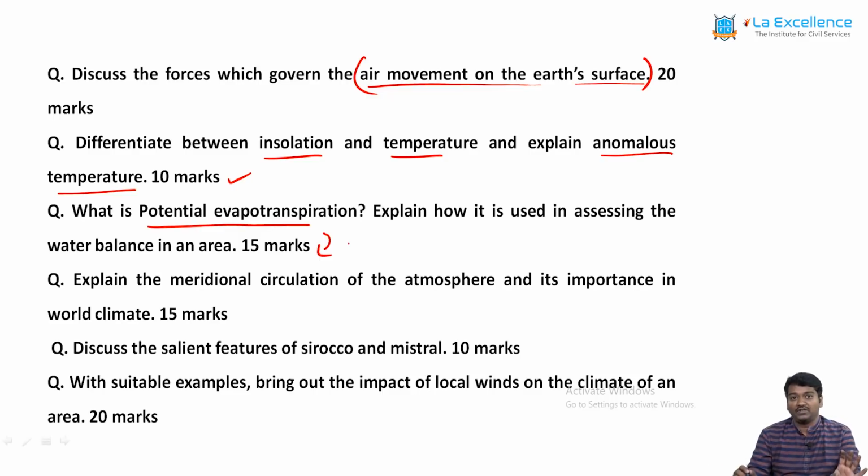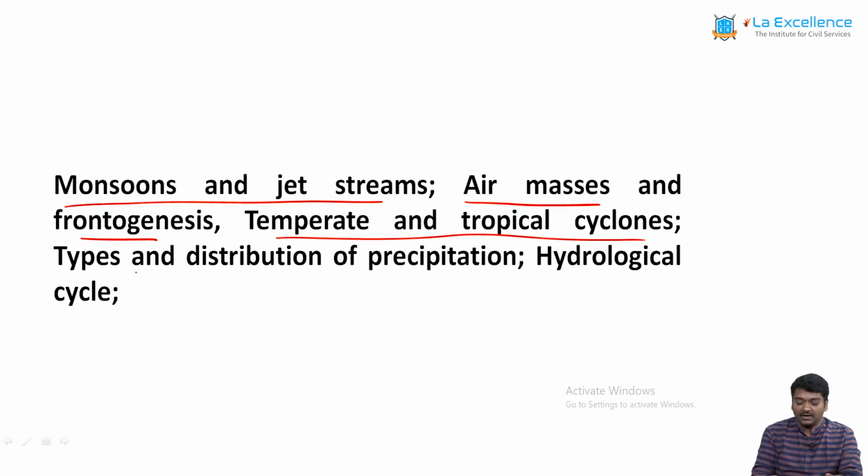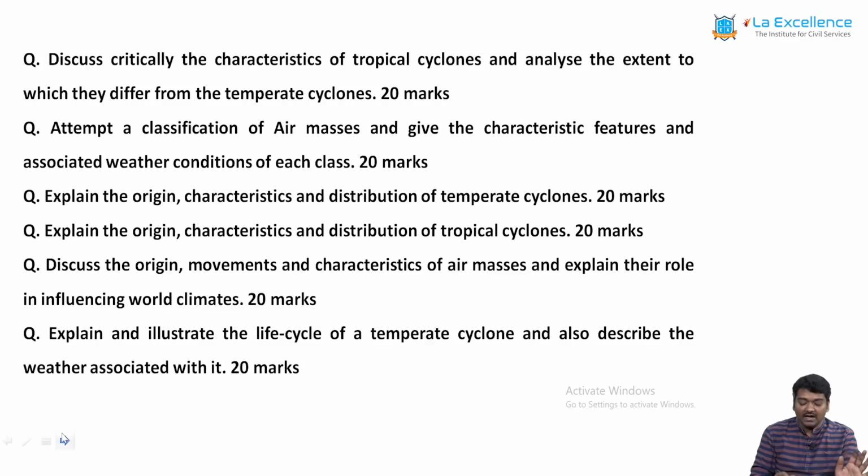The proper definition for potential evapotranspiration is available near the Trewartha and Thornthwaite classifications and all. Meridional circulation of the atmosphere, Sirocco and Mistral, local winds. Local winds, can you see? Again, they are repeating the questions. Next, you have monsoons and jet streams. India comes into the picture. Air masses, frontogenesis, temperate and tropical cyclones, types and distribution of rainfall, hydrological cycle. See guys, very simple. Tropical cyclones and how they are different from temperate cyclones.